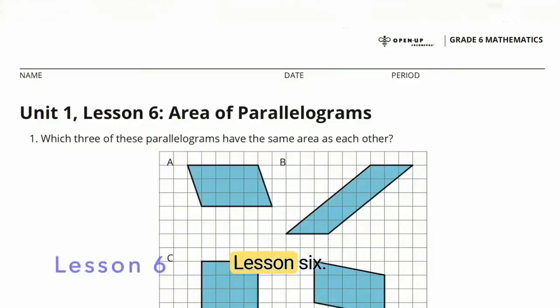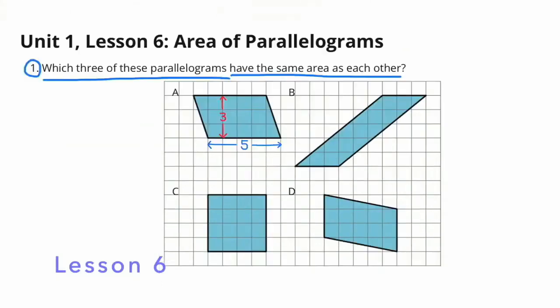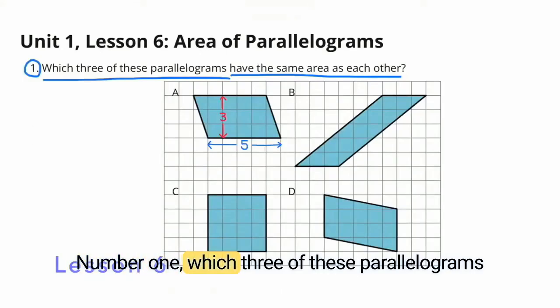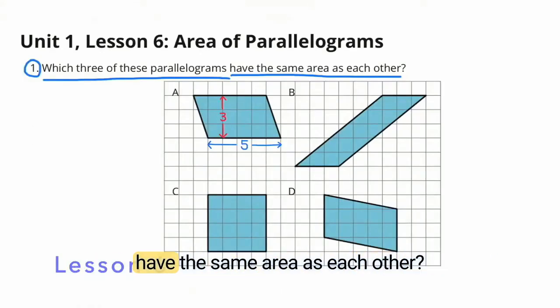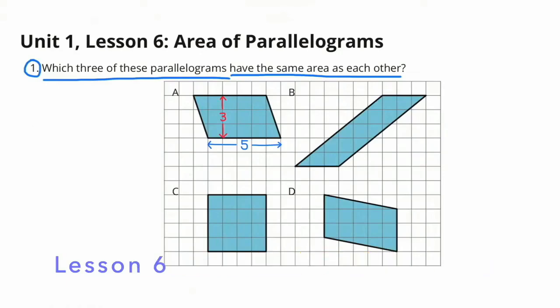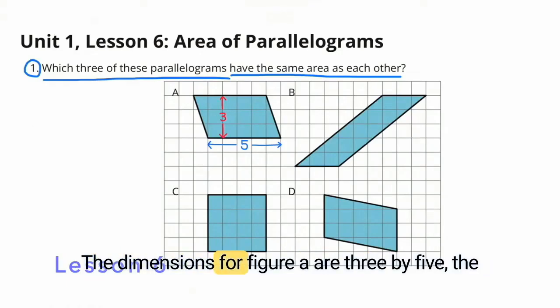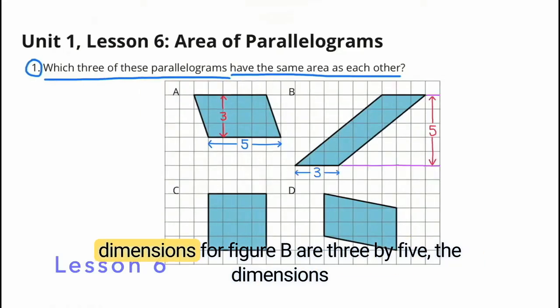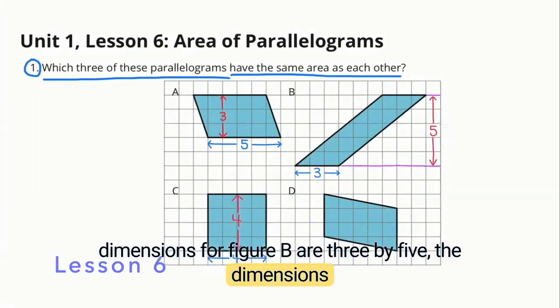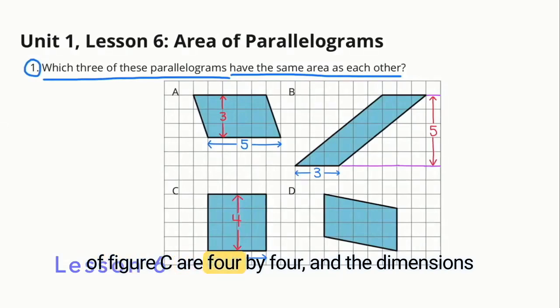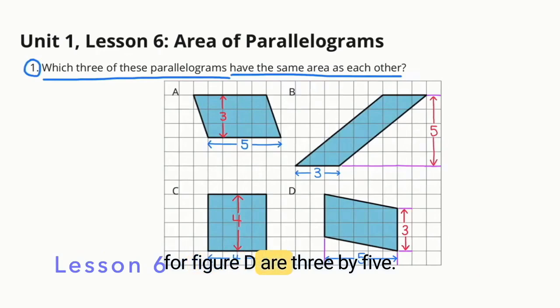Unit 1, Lesson 6, Area of Parallelograms. Number 1. Which 3 of these parallelograms have the same area as each other? The dimensions for figure A are 3 by 5. The dimensions for figure B are 3 by 5. The dimensions of figure C are 4 by 4. And the dimensions for figure D are 3 by 5.